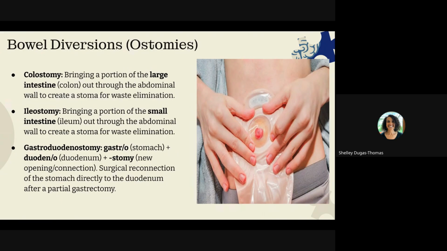A colostomy is an opening created in the colon or the large intestine. The ileostomy is an opening created in the ileum of the small intestine. And the gastroduodenostomy is gastro, stomach, plus duodeno, that's the duodenum, plus stomy, which is a new opening and connection. And this is a surgical reconnection of the stomach straight to the duodenum.